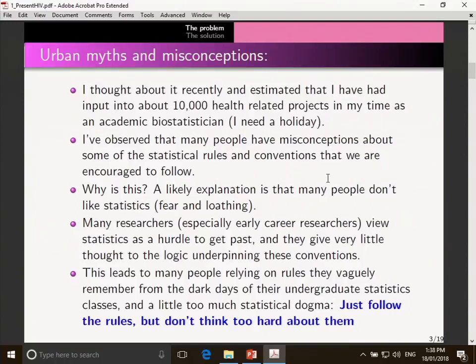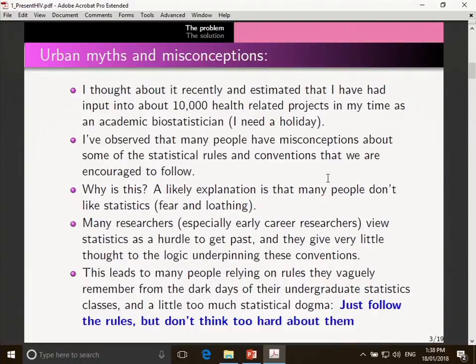Okay, I thought about this recently, and I did a little quick calculation in my head, and I worked out that I've probably provided input into about 10,000 research projects in my career, which is a horrible thought. It actually made me unhappy. I want a holiday. I want to retire already, okay? That was the first thing I came up with.